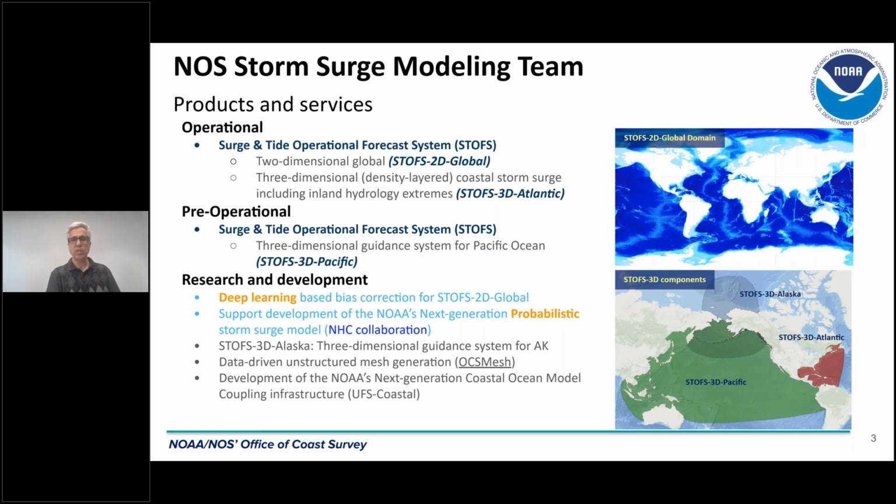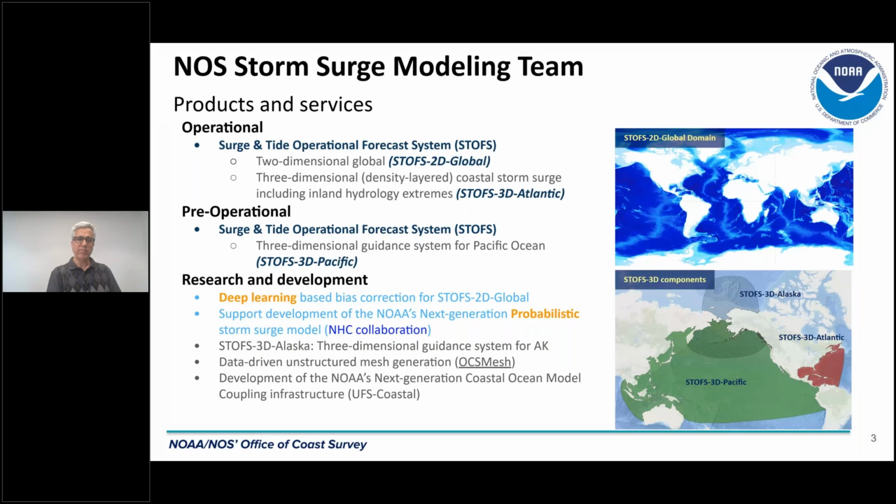So the three-dimensional STOFS 3D Atlantic also includes inland hydrology extremes, and the 3D means that it includes temperature, salinity, and current variations in water depth. So it not only gives us a higher accuracy storm surge and inland effect on coastal flooding, but also potentially opens up more supporting roles for other applications like navigation and ecosystem health and others.